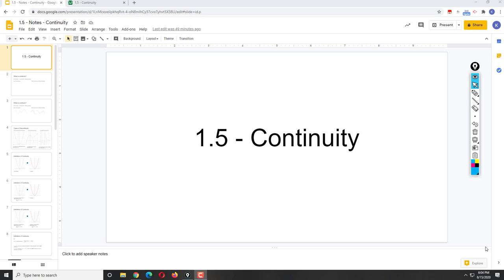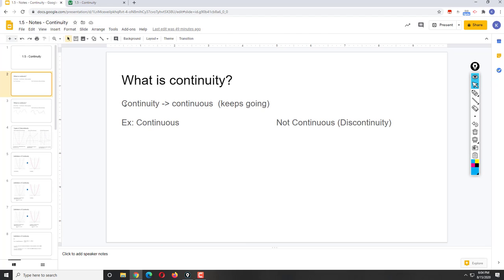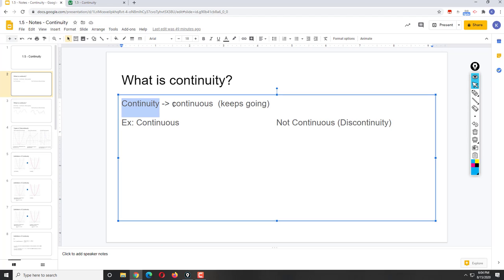Welcome to 1.5, Continuity. Continuity is the noun for the adjective continuous. Continuous means it keeps going. In math, this is an example of a continuous line. It just keeps going. We don't take breaks.